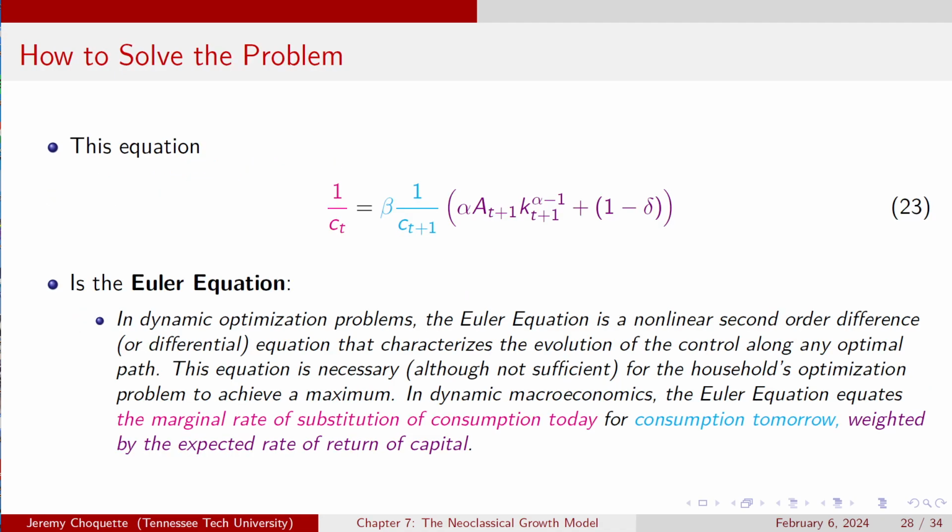Think of it as like a balancing act, right? If you remember the Euler equation from chapter 5, it's the exact same thing. Just what was in the parentheses there was 1 plus the real interest rate. This is actually 1 plus the marginal product of capital minus depreciation. But it's the same thing.